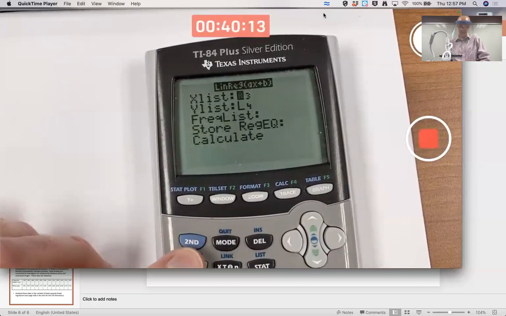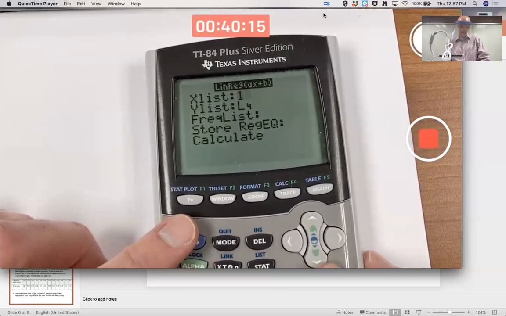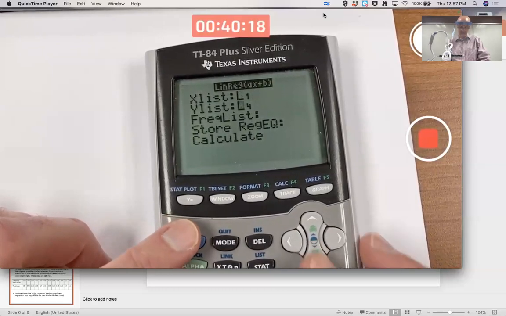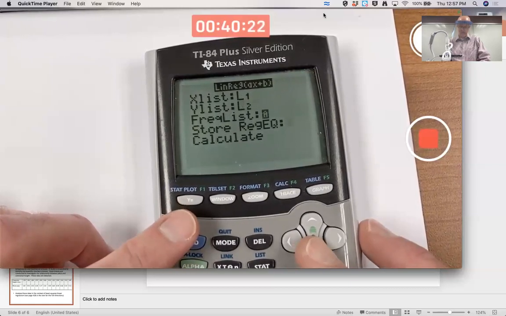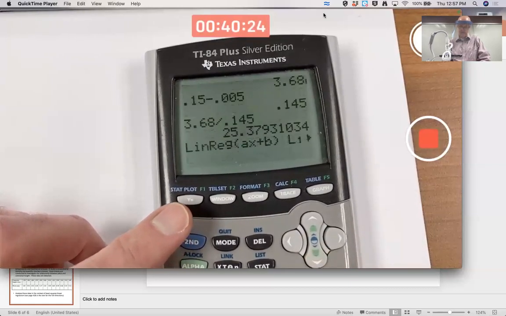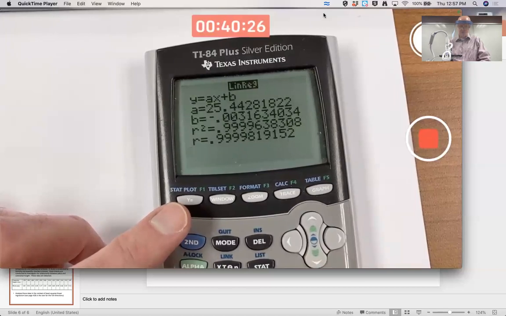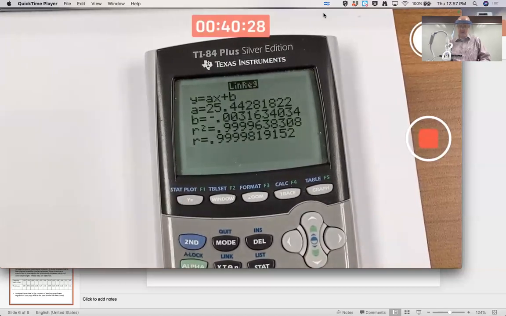List 1 and list 2. List 1 is x. List 2 is y. Calculate. Slope's about 25.44. Intercept is close to 0.